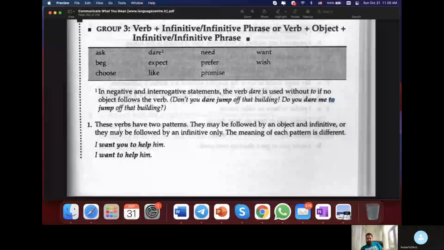These verbs have two patterns. They may be followed by an object and infinitive, or they may be followed by an infinitive only. I wanted you to help me. I want to help. I want you to help him. I want to help him.